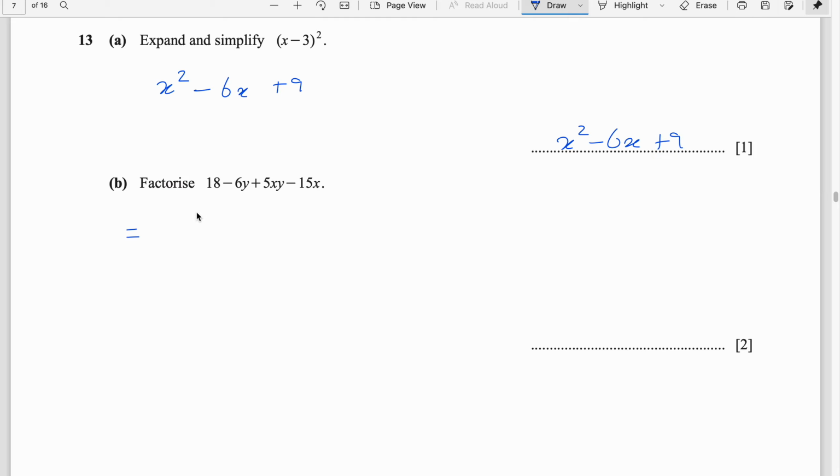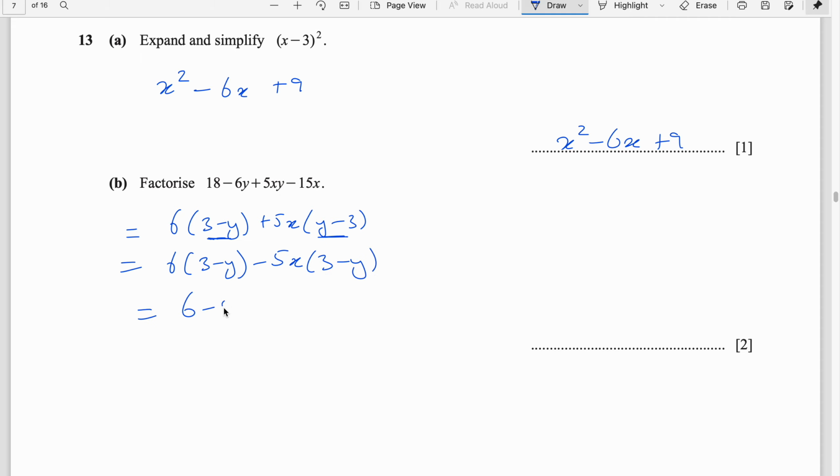Factorize. So we can take out 6 as common, 3 minus y, and then we can take out 5x as common, and we're left with y minus 3. We'll be rearranging these to get the same result. So 6 into 3 minus y, if I take out negative as common, this becomes minus 5x, and we're left with 3 minus y inside. So 6 minus 5x times 3 minus y.